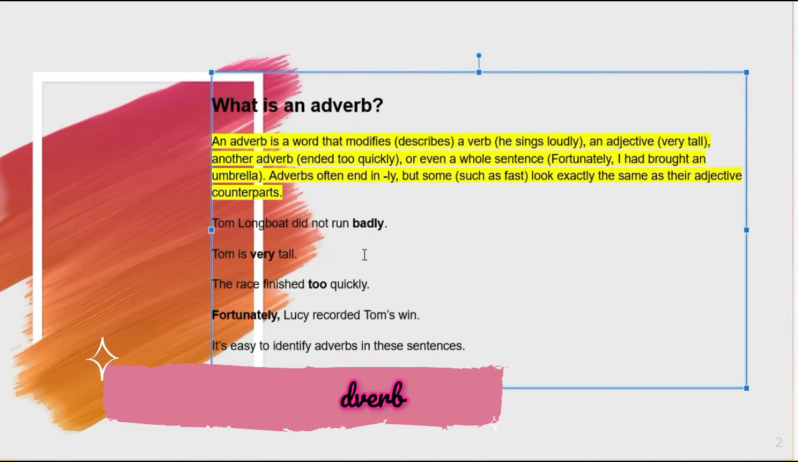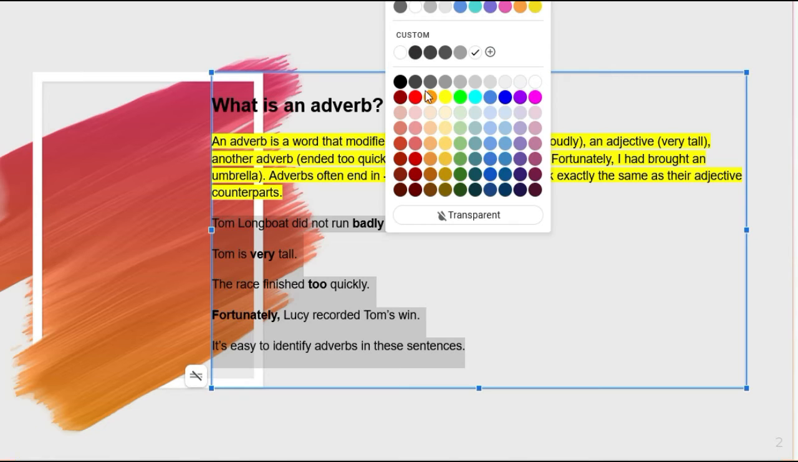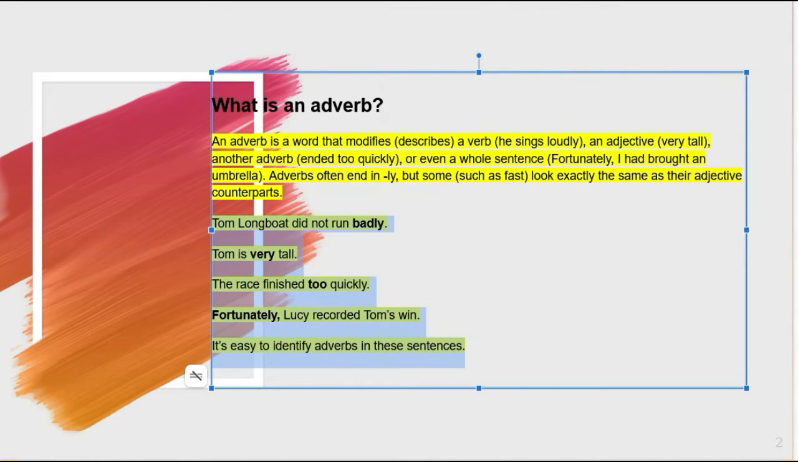Tom did not dance badly. Tom is very tall, and Tom focuses on much more experienced things in his lecture. Tom did not. The race finished too quickly. Fortunately, Lucy recorded Tom. It's easy to identify adverbs in these sentences.